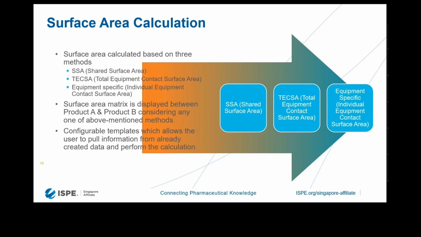Automatically, the system would tell you what the total equipment contact surface area for product A is, because this TCSA, SSA, equipment specific, everything is product oriented. SSA is product A to product B. TCSA is product specific, meaning this product is going left to right, the entire flow. What would be the entire product contact surface area? That is what TCSA is. Automatically, it would be calculated.